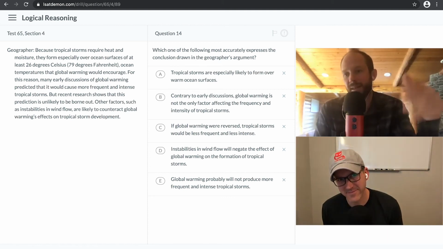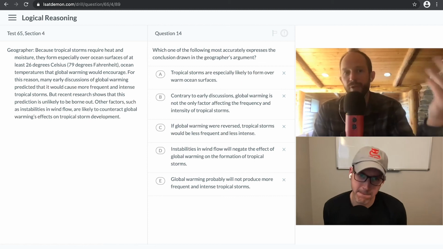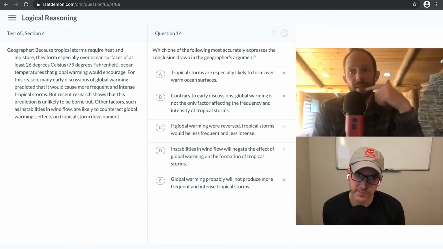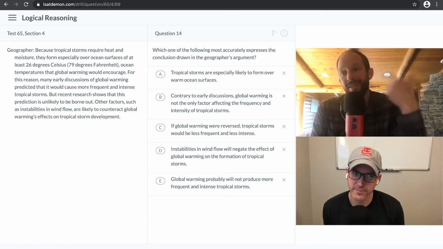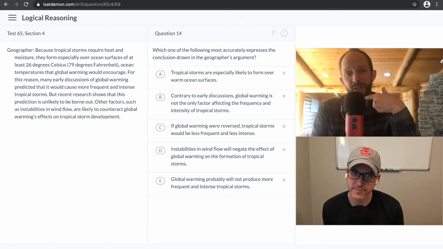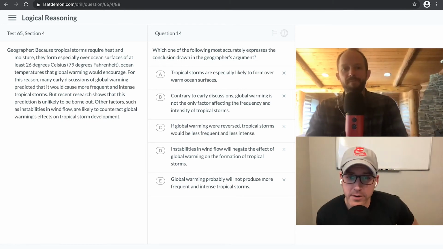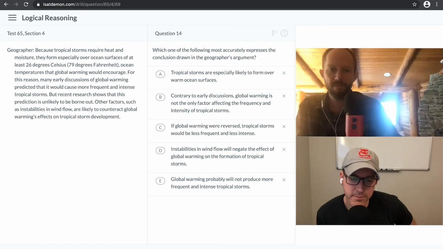You know, eventually they got to other factors that are going to counteract global warming's tendency to increase tropical storms. And they really came here to tell you that these predictions were wrong. All right, let's keep going. Answer choice B. Contrary to early discussions.